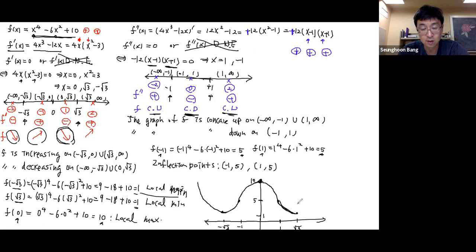Right, this one. So the interval from root 3 to infinity is increasing and concave up. That's it. This is the graph of f of x. It's the whole idea of sketching the graph. So like this.